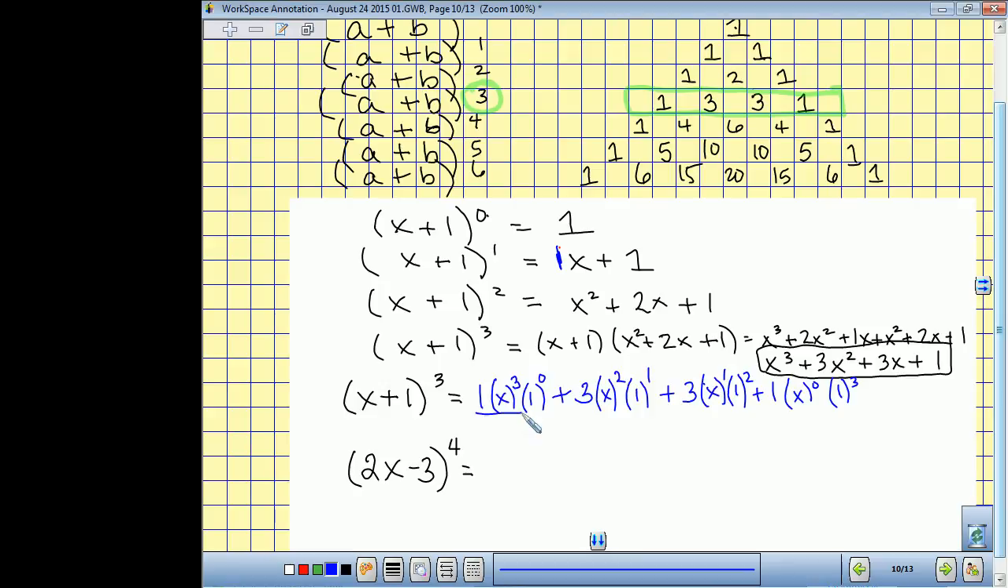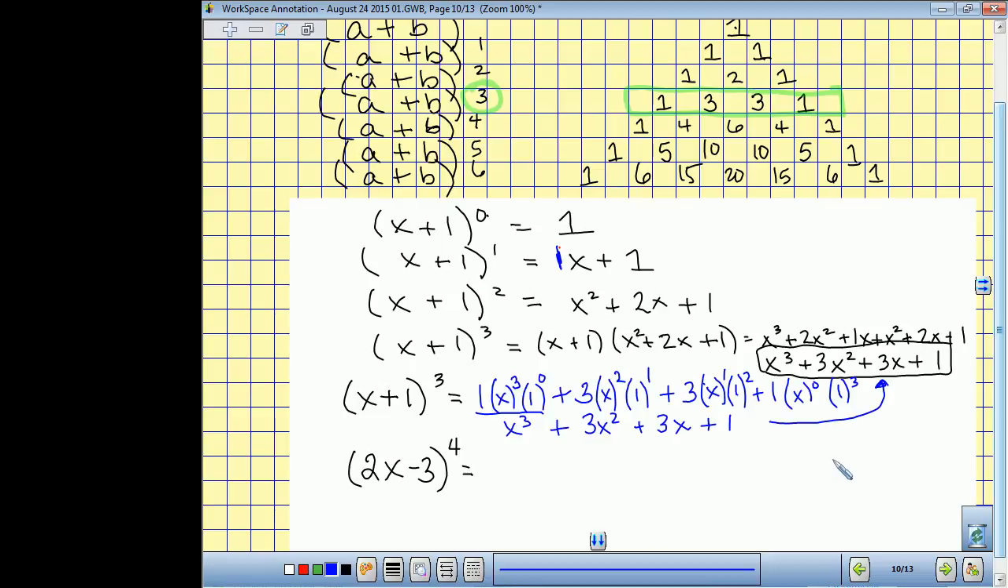Now, do you see how this is straight multiplying? There is no distributing in there. You are just multiplying. What is 1 times x cubed times 1? X cubed. What is 3 times x squared times 1? 3x squared. What is 3 times x times 1? 3x. What is 1 times 1 times 1? 1. Did we get the same thing? Yes. You got the same thing. We got the same thing.